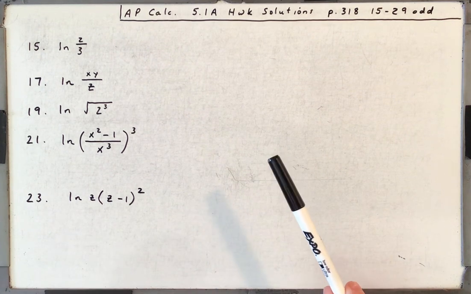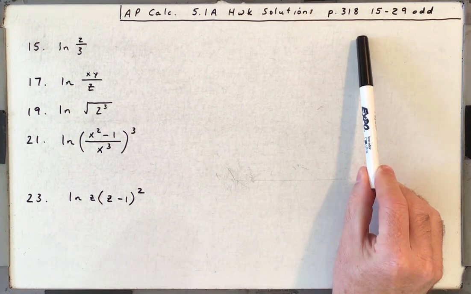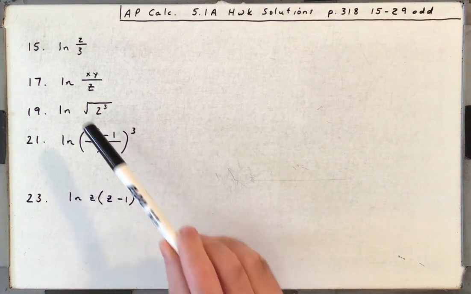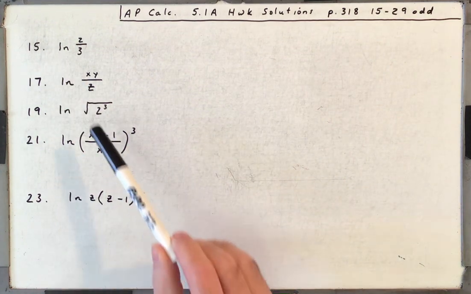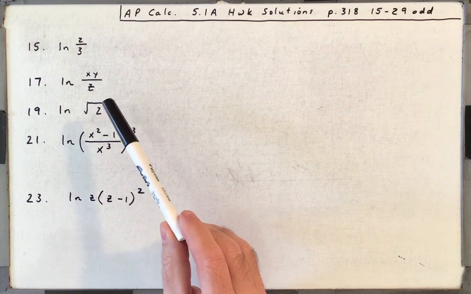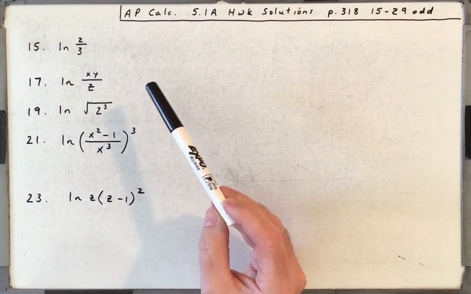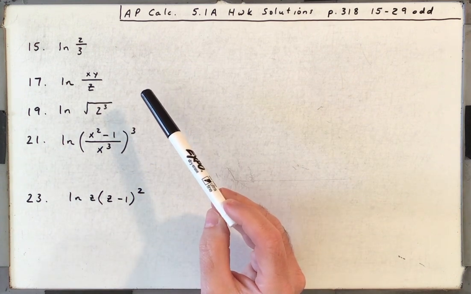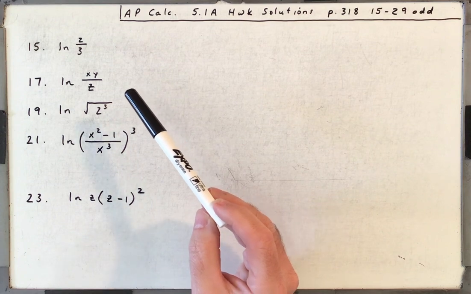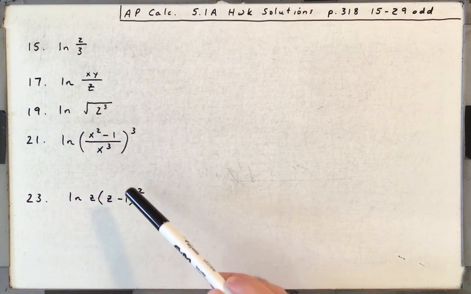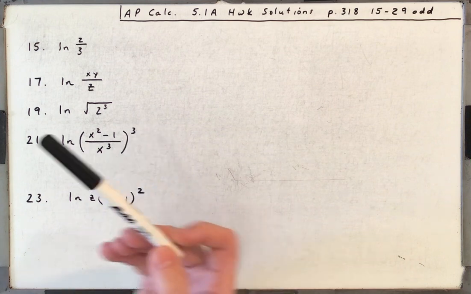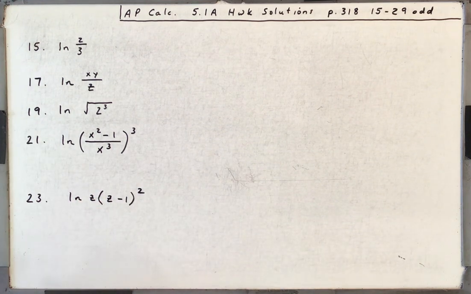We're on page 318. We're going to do 15 through 29 odd. I was able to get the first five written out here, the problems, and in this case we are expressing the natural logs. We are splitting them up, really. So expressing them, the instructions are as a sum, difference, or multiple logarithms.